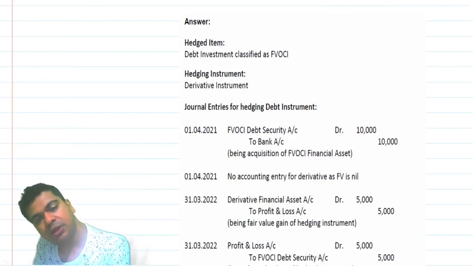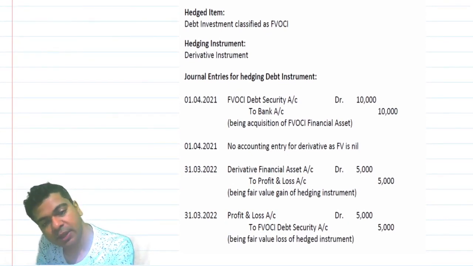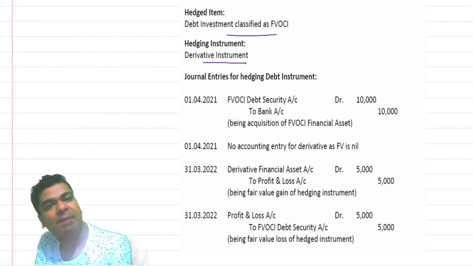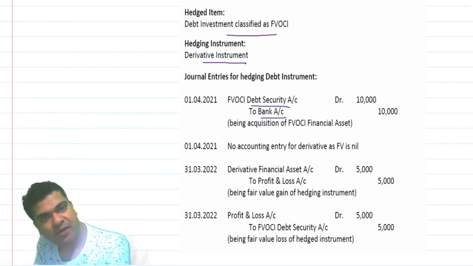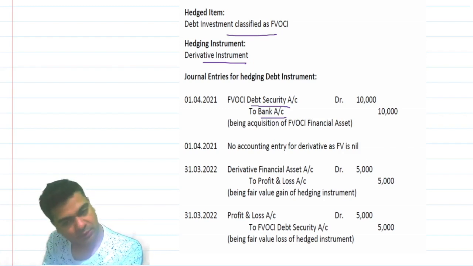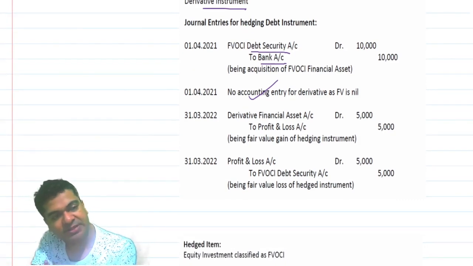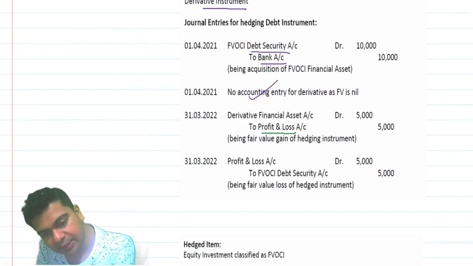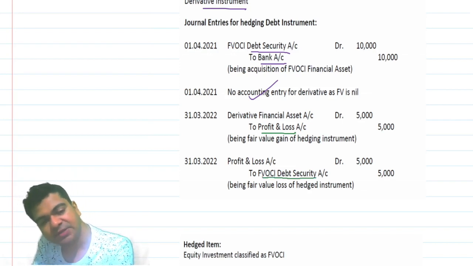So if you check with the answer, the hedged item is the debt investment classified as FVOCI. The hedging instrument is the derivative instrument, isn't it? And just see the journal entries. You are first buying this financial asset. So we say it is a debt security account to bank account. And as far as the derivative is considered, the initial fair value is nil. So there is no accounting entry. Then there is a gain for the derivative. So we say derivative financial asset account debit to profit and loss account. And then we say that profit and loss account debit to the fair value of the debt security classified as FVOCI.